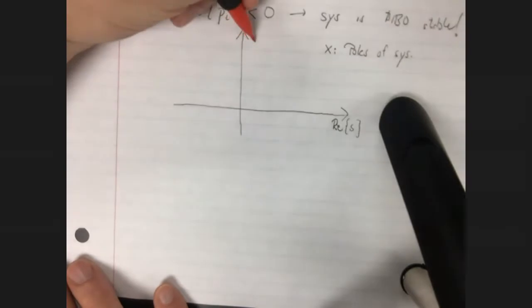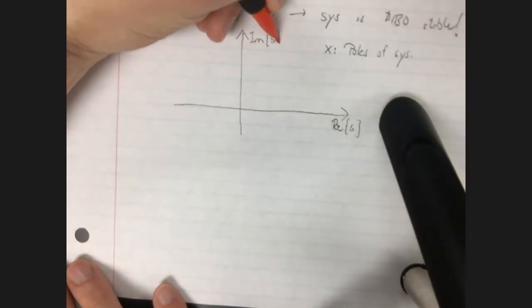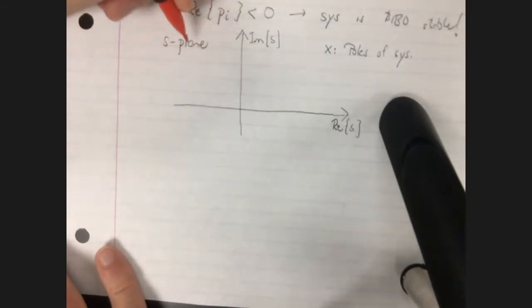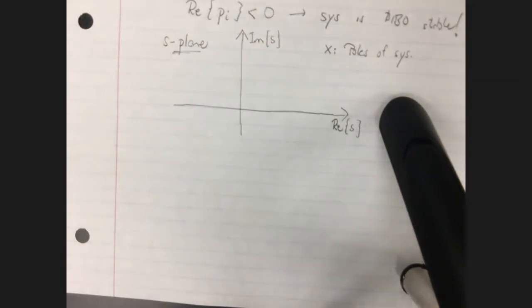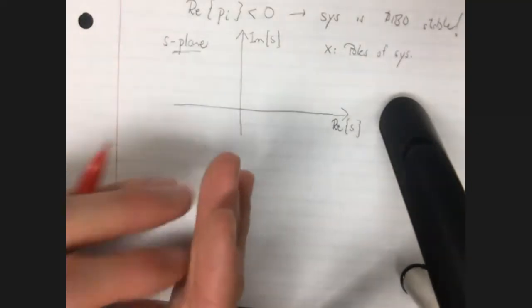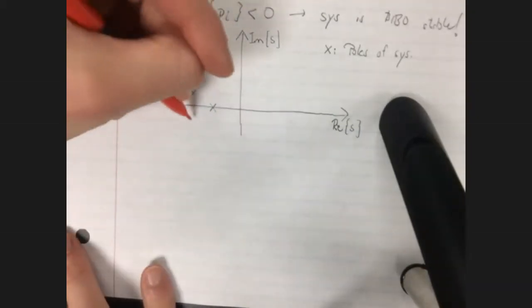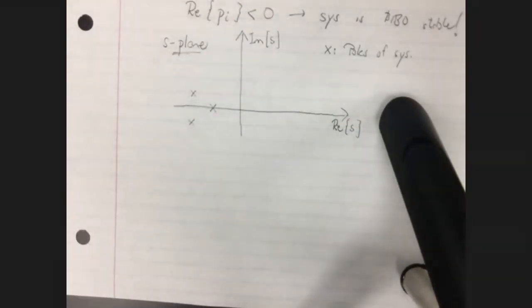You can think of this as having the real part right here. We're talking about values of S: real part of S here, imaginary part of S up here. Typically this is known as the S plane. Basically we want everything to have negative real part. That means it's going to be on the left-hand side. If you've got a pole, an X, right here, that's great. Another one right there, that's great.